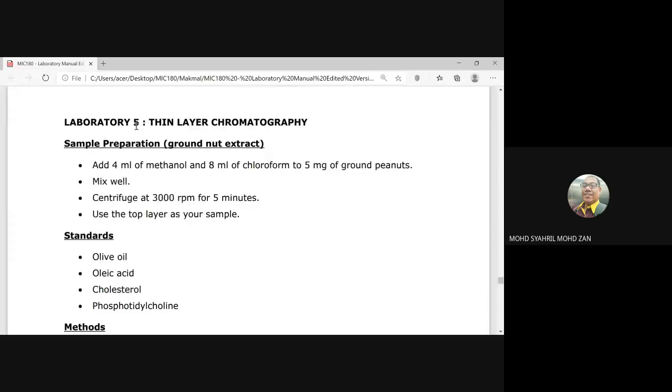So now we go to laboratory number 5. It's thin layer chromatography, or in short form, we call it TLC. This thin layer chromatography focuses on lipid products. That's why we have standards such as olive oil, oleic acid, cholesterol, and phosphatidylcholine. These standards come from lipid products or fats.